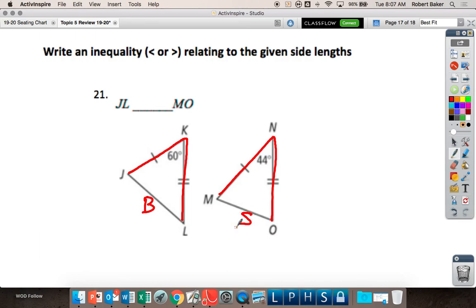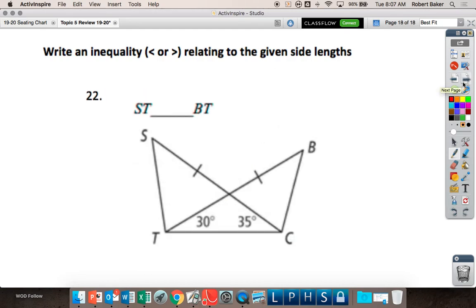So when you list it, it says JL is bigger than MO. And you just say the gator eats the bigger number. Same thing here, we have this side, and we have this triangle with these two angles. So 35 is bigger than 30. Oops. So that means that ST is bigger than BT.